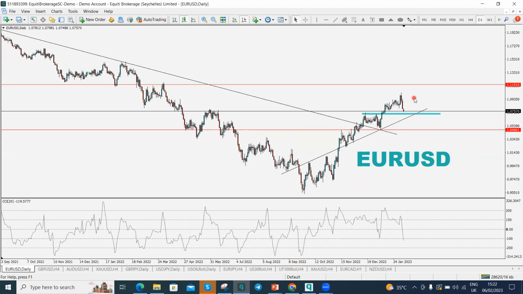So NFP only strengthened the dollar, and of course that strengthening of the dollar is going to be short-lived. It simply means that we will most likely continue to see more devaluations of the dollar, and we're going to see continuous bullish pull on Euro USD. So this is what my take is.